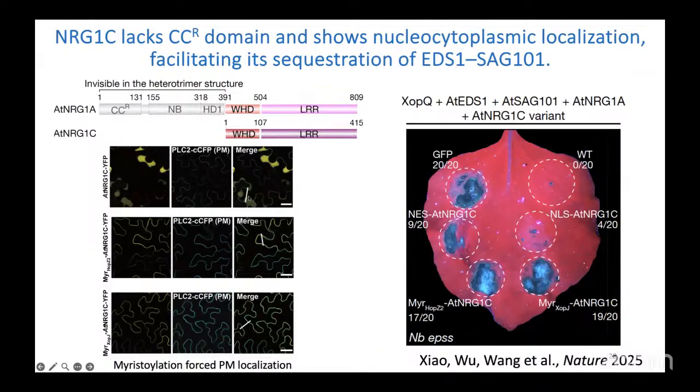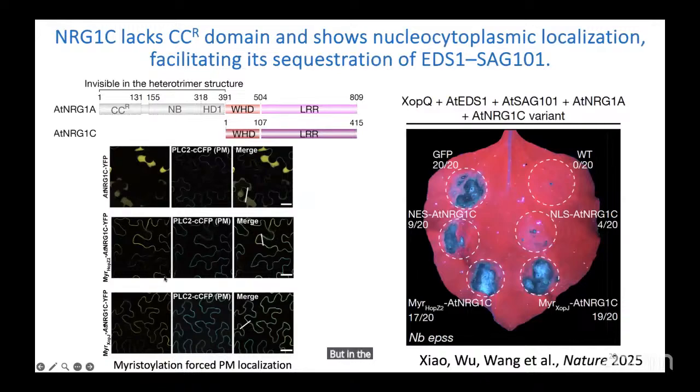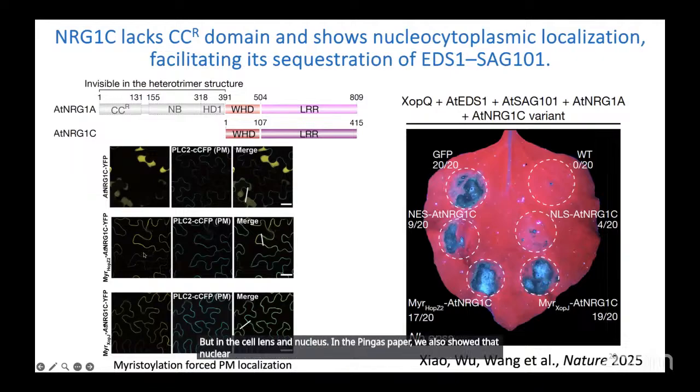And we show that HeLo-NLRs, including NRG1A, rely on positively charged residues in the CCR domain for phosphoinositide binding and plasma membrane association. The N-terminally truncated NRG1C has no CCR domain, so we looked at the subcellular localization of NRG1C and found that it indeed no longer localizes to the plasma membrane, but in the cytoplasm and nucleus. In the PNAS paper, we also showed that nuclear cytoplasmic distribution of EDS1 is critical for cell death function.